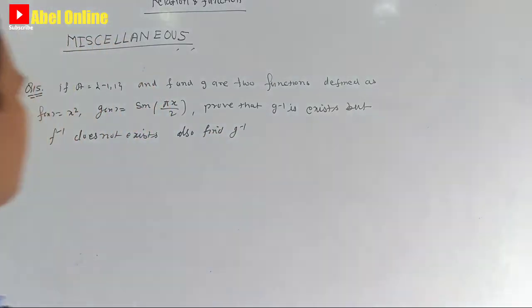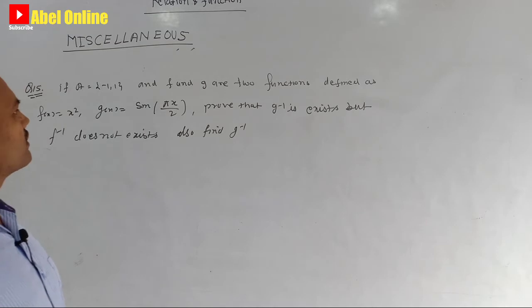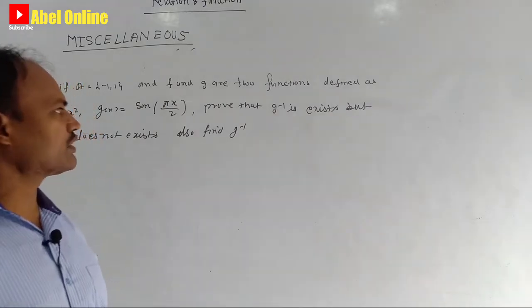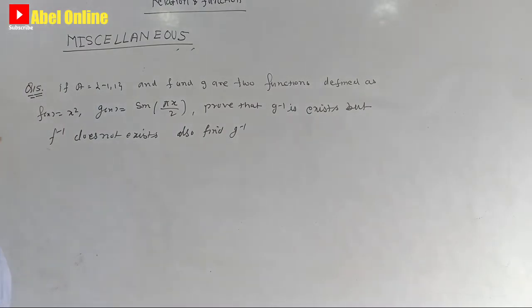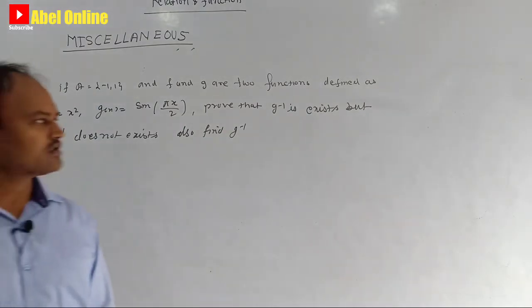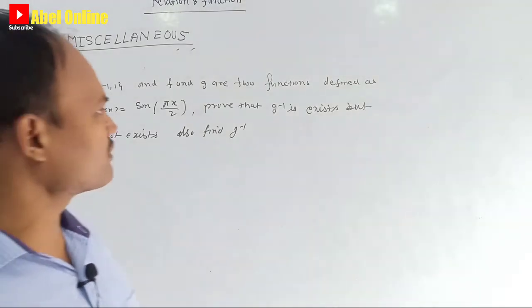I will repeat this question. If A equals [-1, 1] and f and g are two functions defined as f(x) = x² and g(x) = sin(πx/2), we have to prove that g inverse exists, but f inverse does not exist. According to the question, we have to find g inverse also. So this is the question, students.